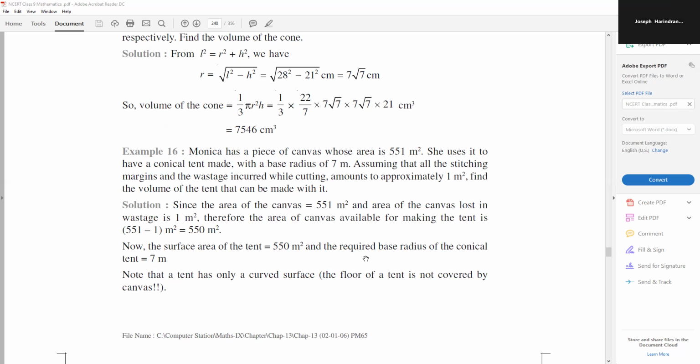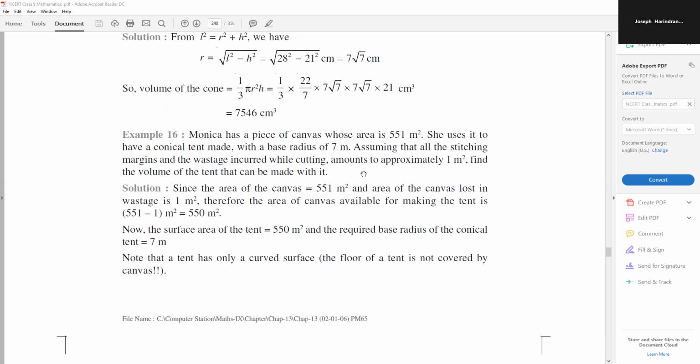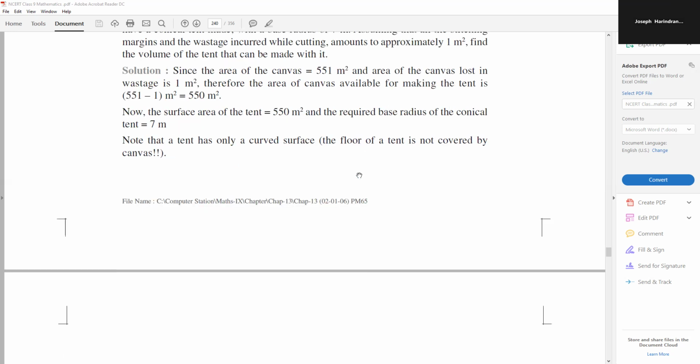The required base radius of the conical tent is given as 7 meters, r equal to 7. There is no covering in the floor, only the conical part. Only the conical part of the tent is being made of canvas. That you should understand. So that is why we take only the CSA, only the curved surface.